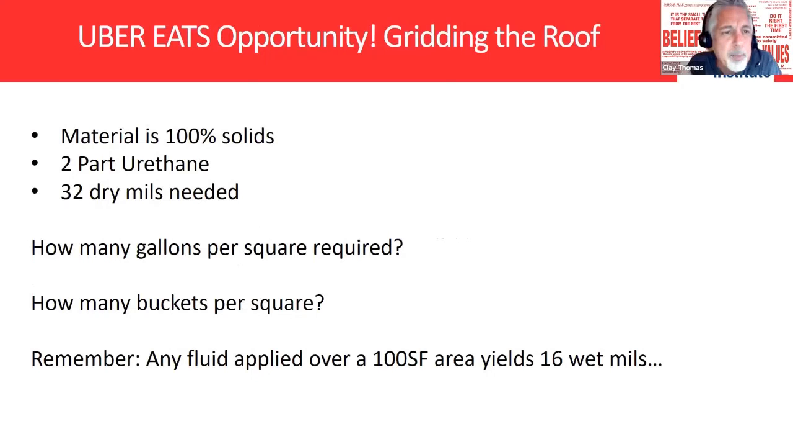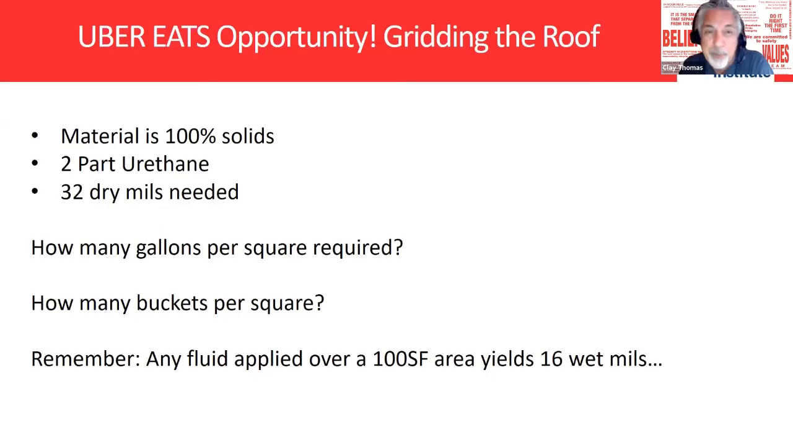So material often 100% solid. And I'm using a 2-part, and I need 32 dry mils. Well, here's a trick question, or it makes you really remember. So how many gallons per square do I need? Well, if you remember from last week, I said any product poured out on a roof over 100 square feet, a gallon of that product is going to give you about 16 mils wet.